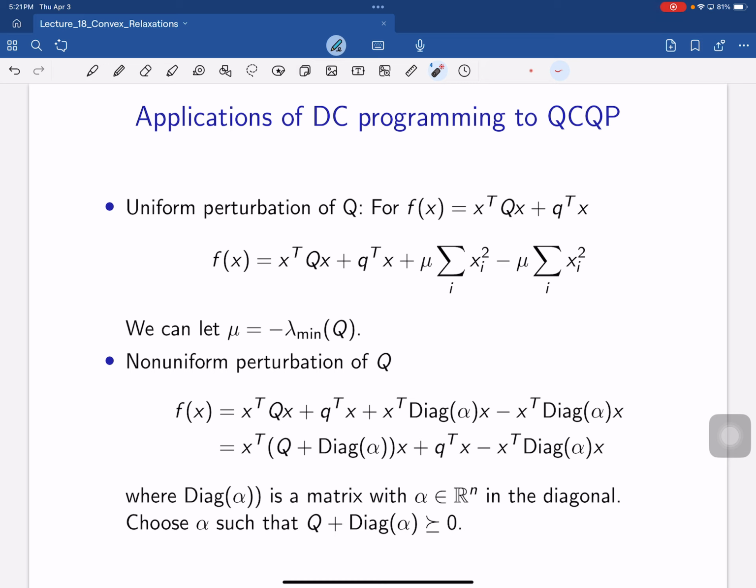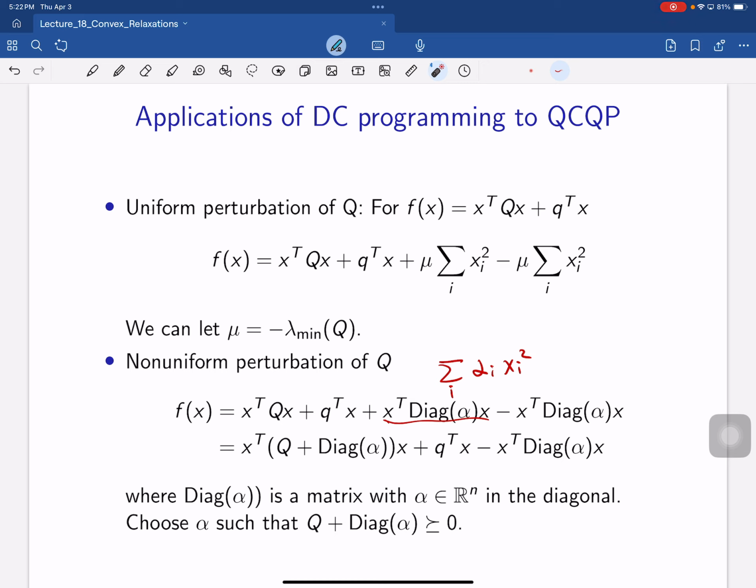But you can also do a non-uniform perturbation of Q, where you add some alpha term, which is a diagonal matrix, right? For different xi squares, you are going to choose different values. So this part is essentially a sum over alpha_i times xi squared, right? So this perturbation for different xi's is different in this case. Here you have a unique mu outside the summation.